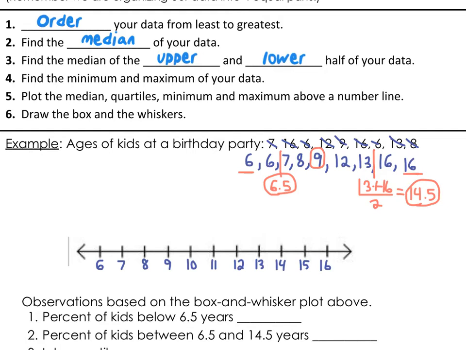So the first number I like to plot is the median. So I'm going to go ahead where it says 9. I'm going to put a dot above it, and I'm going to label it 9. So right here. Okay. And down below I'll label it 9.